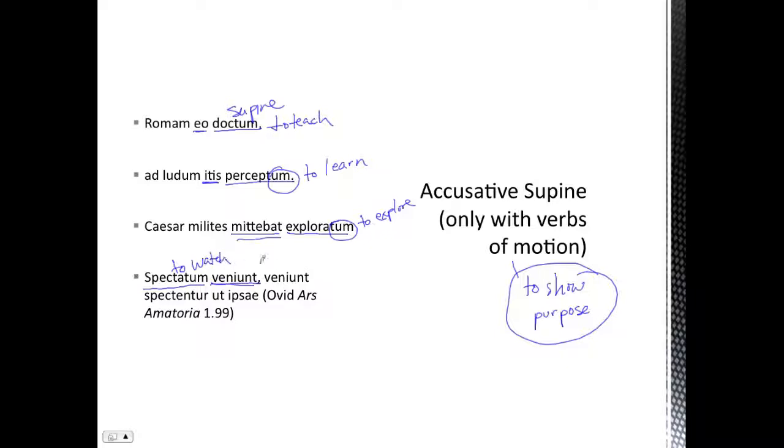Or, famously from Ovid's Ars Amatoria in the first book, spectatum veniunt. They come, there's your verb of motion, spectatum, to see, to look, to watch. And then he continues on, they come that they themselves might be watched. This is talking about women at the horse races. So they come to watch. All right, so the accusative supine, verbs of motion, shows purpose. So look to that and just translate it like an infinitive, showing purpose.